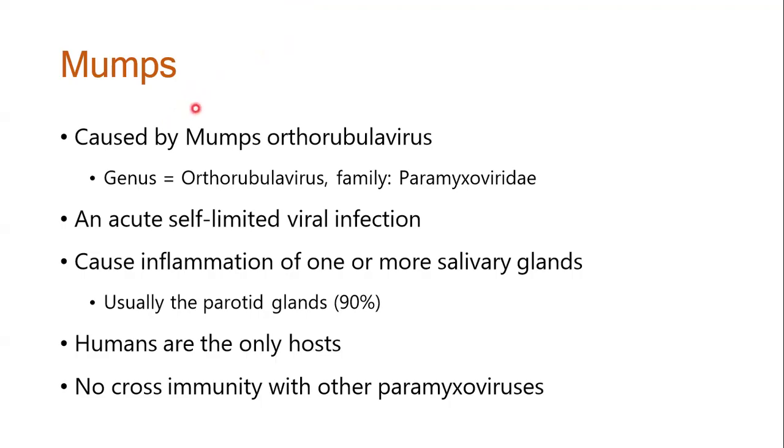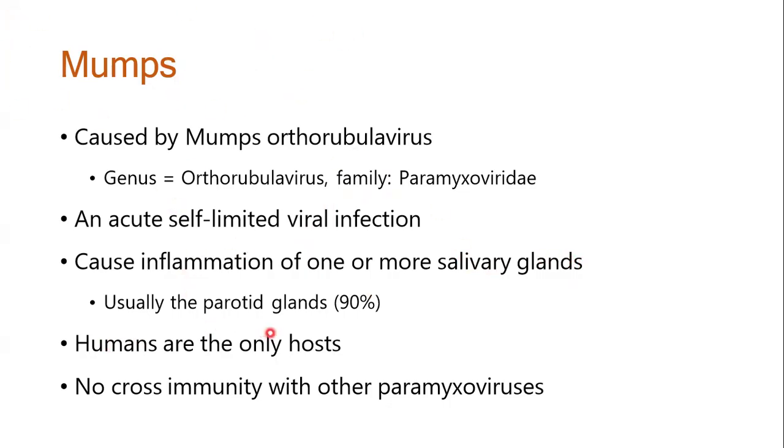So mumps is caused by genus Orthorubulavirus, family Paramyxoviridae, as we had seen. It's an acute self-limiting viral infection, meaning you get it and after a while you'll be okay. It causes inflammation of one or more salivary glands, usually the parotid gland, in 90% of individuals. Okay, so this is very specific. If you see a question where they've put a picture of someone who has a swollen parotid gland, think of mumps as one of your answers.